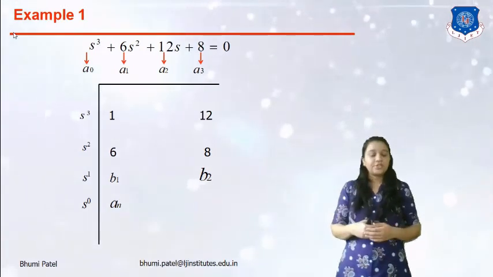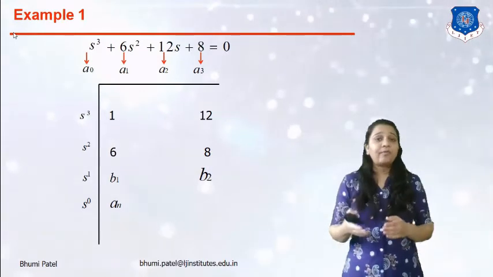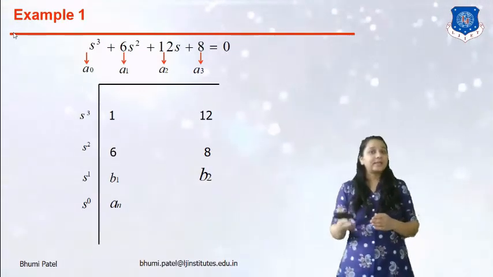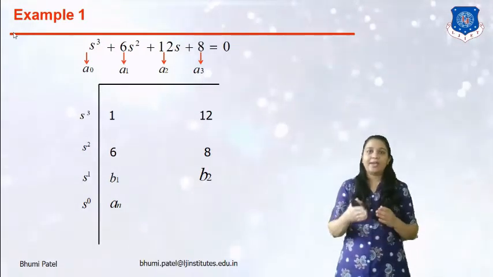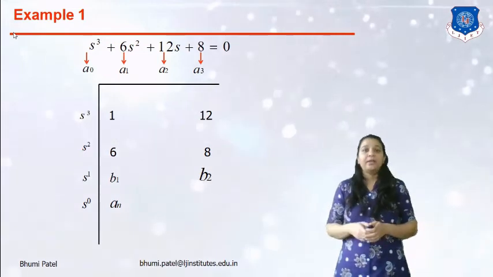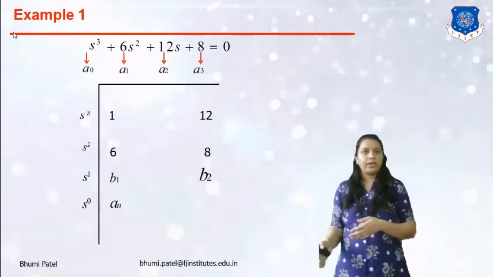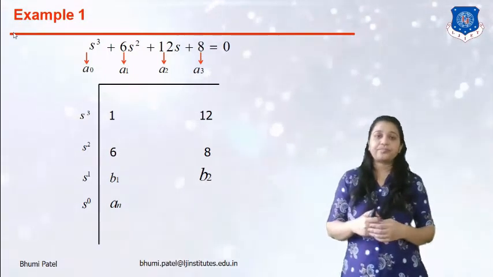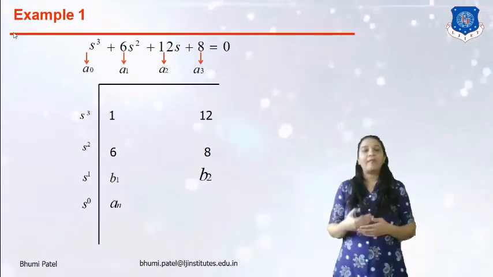Now in the next row, s squared, we have to write the coefficient of s squared. Here the coefficient of s squared is 6, so we write 6. After that we skip the next term, so the next element is 8. Okay, so this is how we can write the Routh table values.